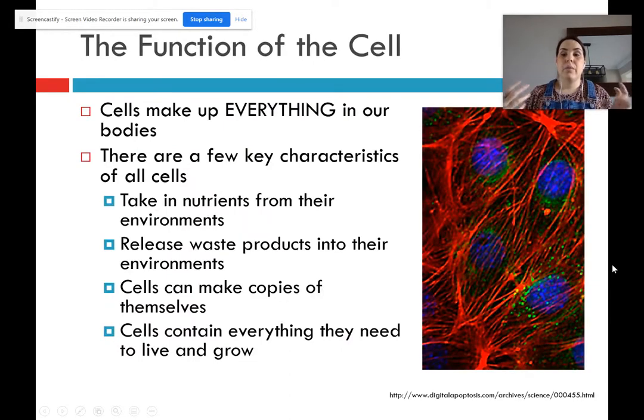So we know what cells are. What's the job of cells in our body? Well, cells make up everything in our body. Just like in chemistry, where we've learned the basic building blocks of matter are atoms, the basic building blocks of life are cells.